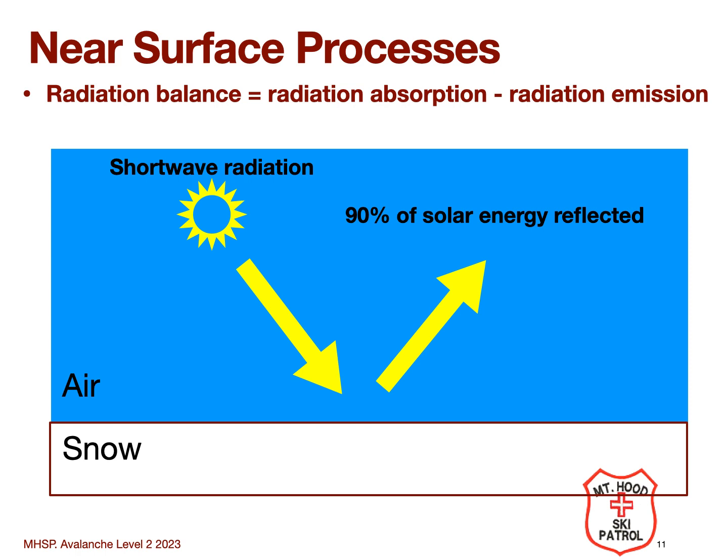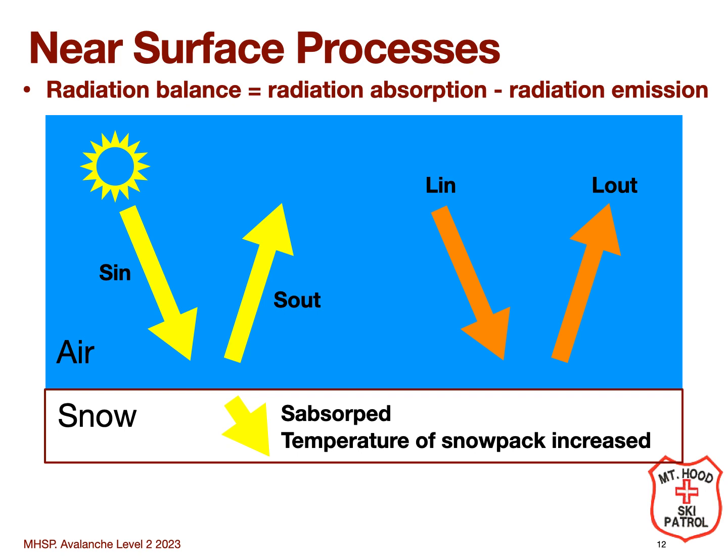Since radiation is energy, as you may remember from your physics classes, it cannot be destroyed, but can only be converted to other forms of energy, such as heat. When shortwave radiation from sunlight hits the snow surface, most of it is reflected. Only a small portion is actually absorbed by the snow. In addition to shortwave radiation from the sun, the snow itself and other nearby objects emit long-wave radiation, shown as the L in and L out on this slide.